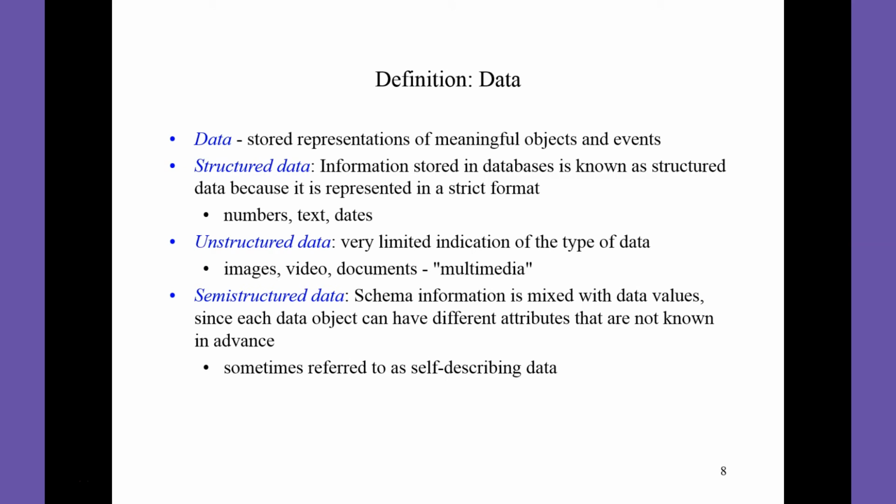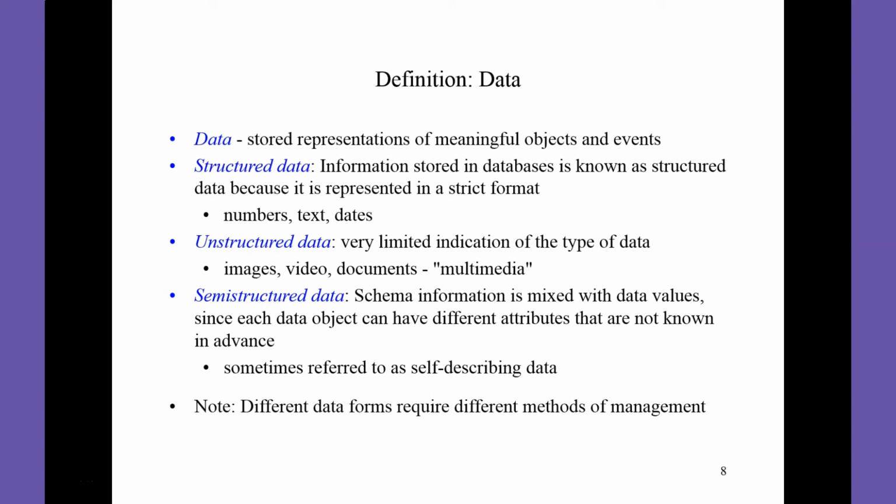With semi-structured data, schema information is mixed with the data values. And this is because each data object can have different attributes that are not known in advance. Thus, this is sometimes referred to as self-describing data. XML, the extensible markup language, was initially designed as a way of adding markup information to text documents, but now it's become an important language because of its applications in data exchange.